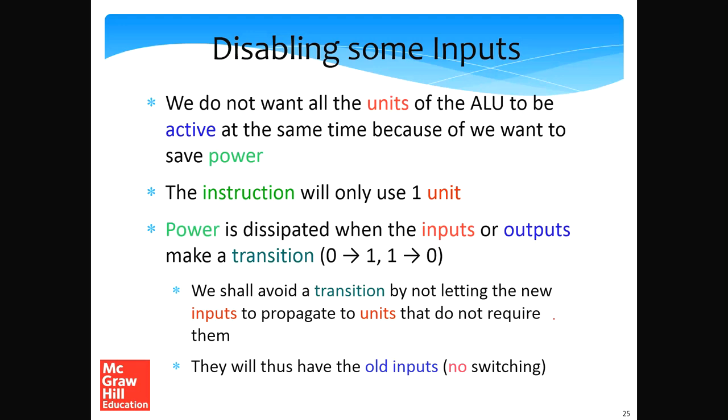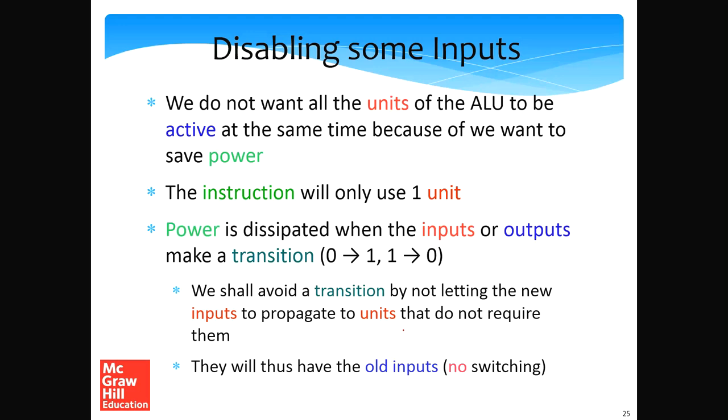So when is power dissipated? Power is dissipated when the inputs or outputs make a transition from 0 to 1 or 1 to 0. Why is this the case? Because only when there is a transition is there a flow of current, and whenever there is a flow of current, there are resistive losses in the circuit, and essentially heat gets dissipated. So we can avoid a transition by not letting the new inputs propagate to units that do not require them.